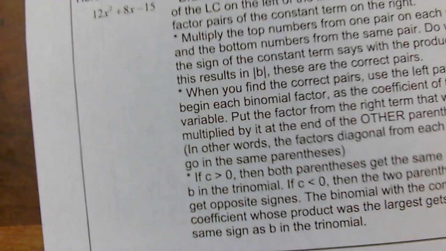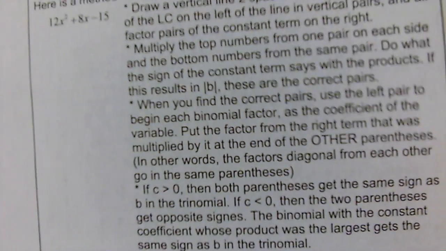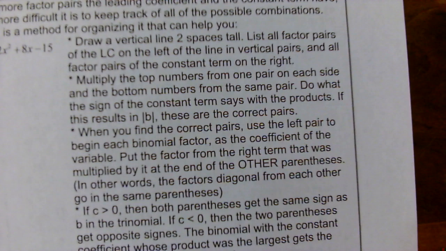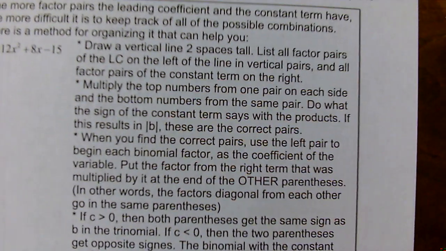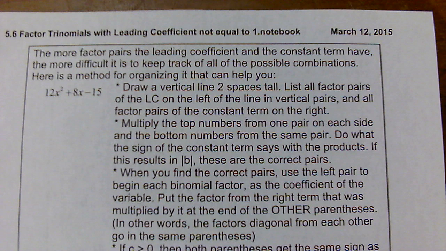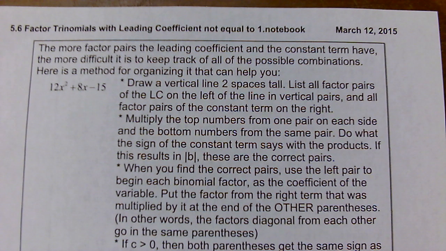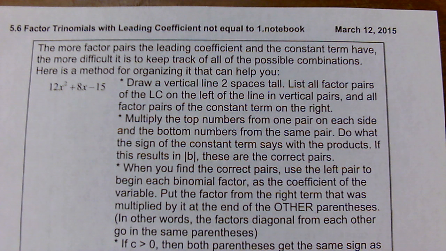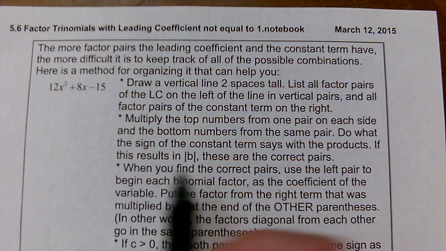So there's lots of words here again, but it's just telling you the steps that I've been doing on those other problems. It's writing it out in words. So the problems that we did so far, there weren't a whole lot of factor pairs. There was only 1 on one side and 2 on the other side. But you can have problems that have a lot more factor pairs. So this example is one that has more factor pairs.